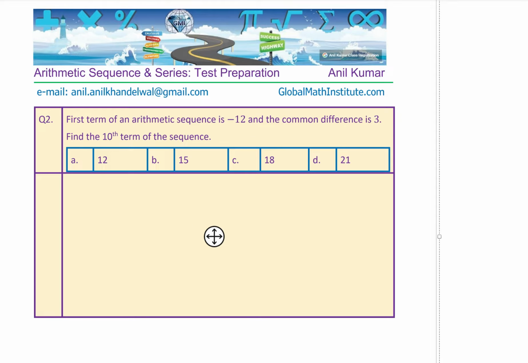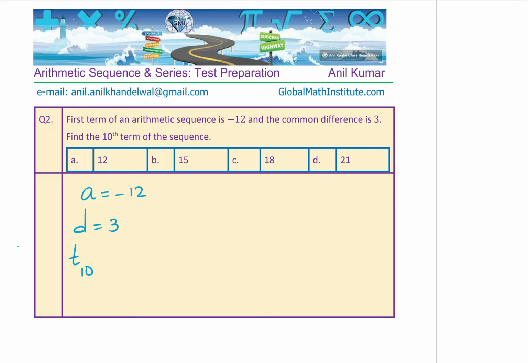Now let's move on to question number 2. The question number 2 here is, the first term of an arithmetic sequence is minus 12 and the common difference is 3. Find the 10th term of the sequence. You can now pause the video, answer the question, and then look into my suggestions. So we are saying the first term, which is a, is equal to minus 12. The common difference, d, is equal to 3. We have to find the 10th term. We have to find t10, right?